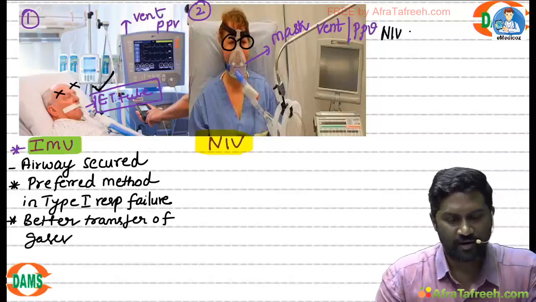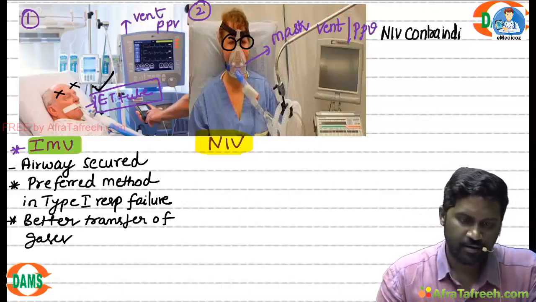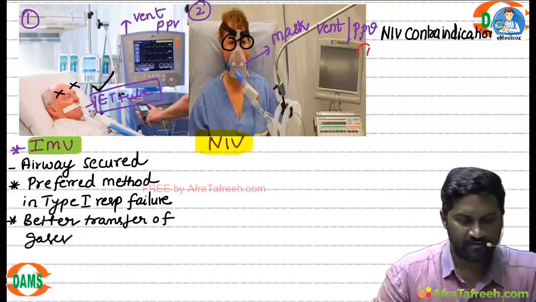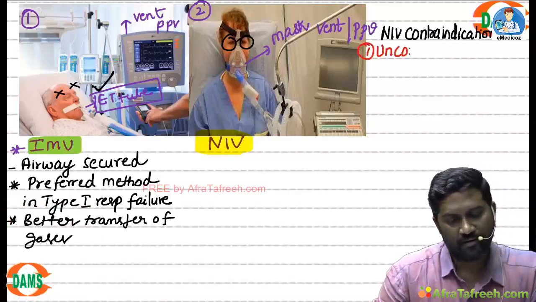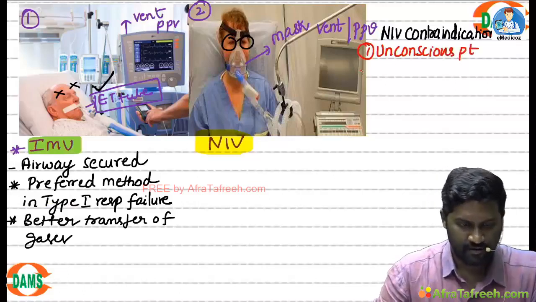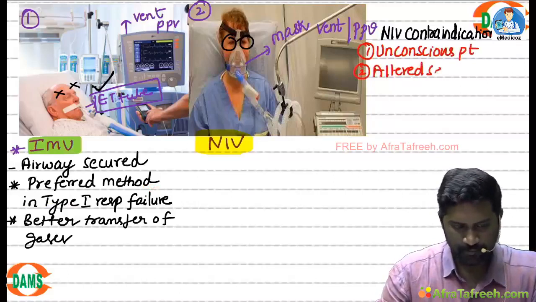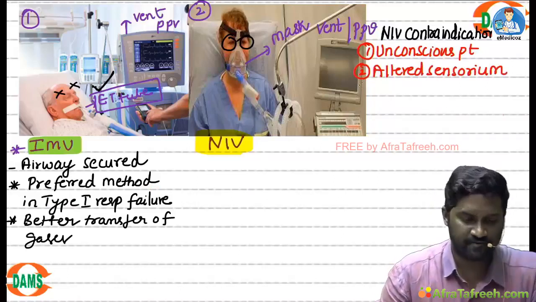So write down NIV contraindications. Never give it in an unconscious patient. Unconscious patient, risk of aspiration. Altered sensorium. A patient in altered sensorium will have an altered cough reflex, students.